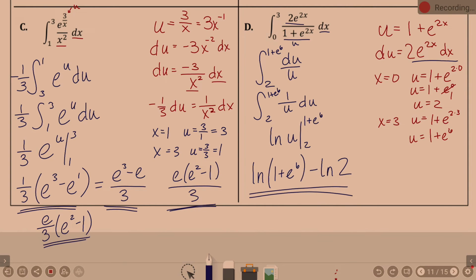Does 1 plus e to the 6th need to have absolute value around it? Could 1 plus e to the 6th be negative? Well, e is a positive value raised to a power, and then you're adding 1 to that. So since that can't be negative, you would not have to have absolute value there. This is a scenario where you see it sometimes, you don't see it all the time.